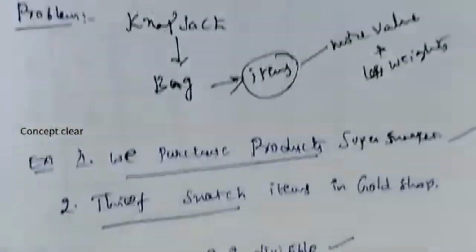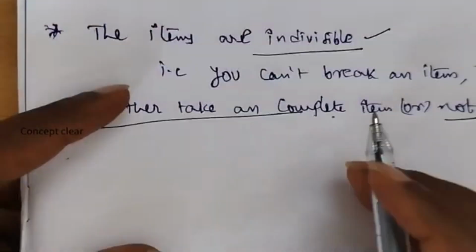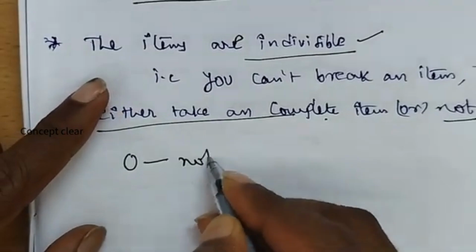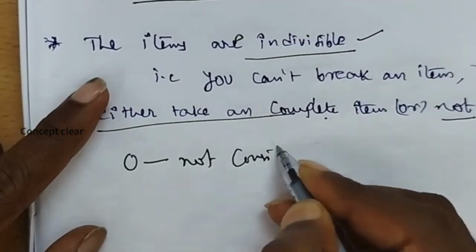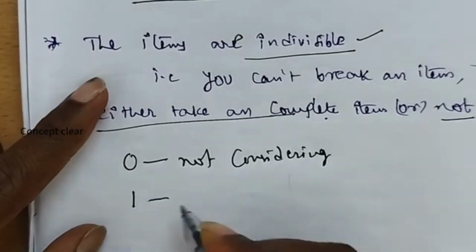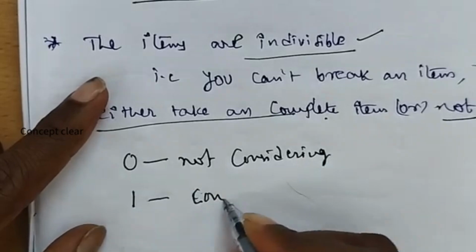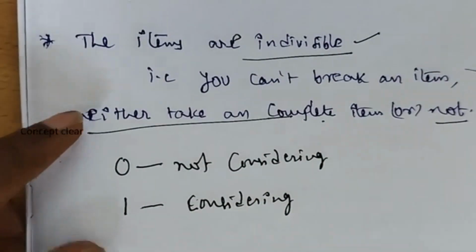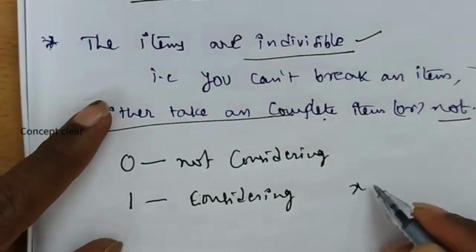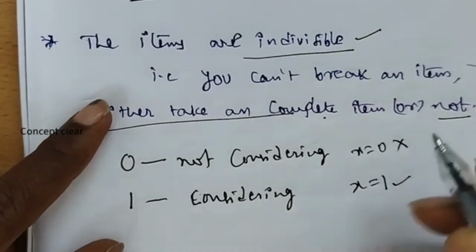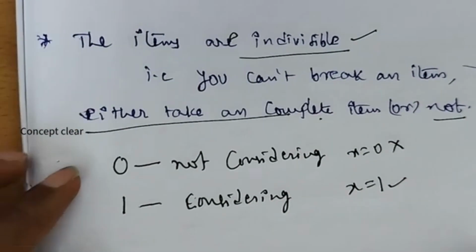First of all, what is the meaning of 0 by 1? 0 means not considering the item. 1 means considering. Suppose you consider any item, that item equals 1. For example, if x is the item, x equals 1 means we are considering it, and x equals 0 means we are not considering the item. We will see one example.